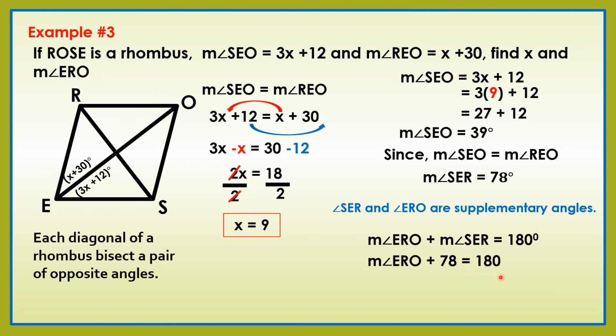So, kinopya lang natin yan. Then, transpose natin yung 78 beside 180 to solve yung unknown angle. So, we will have now the measure of angle ERO is equal to 180 minus 78. Subtract natin yung dalawa. Therefore, the measure of angle ERO is equal to 102 degrees.